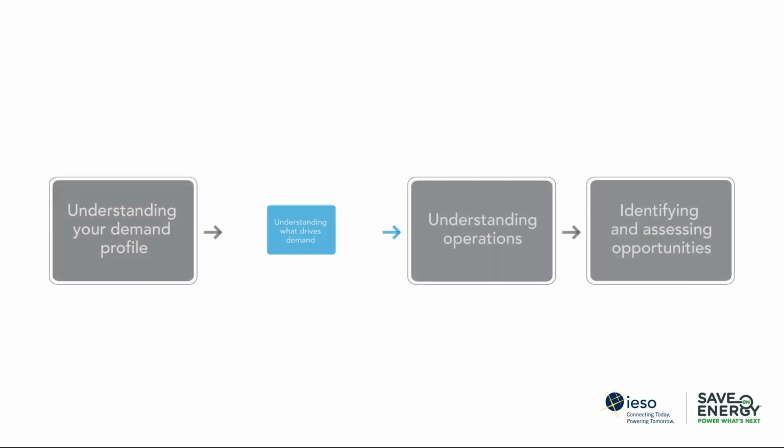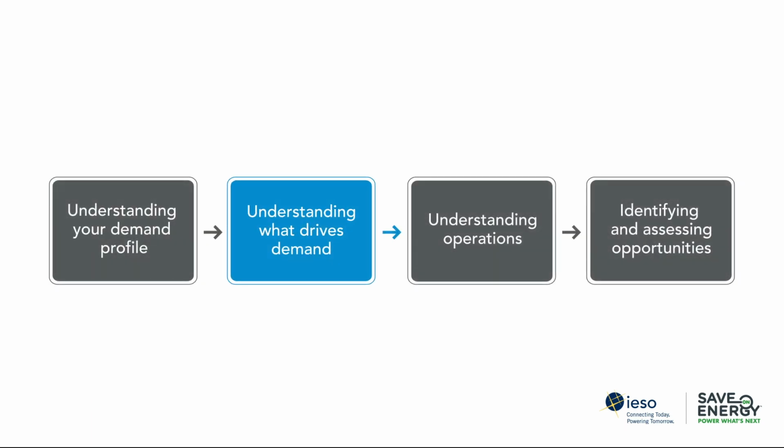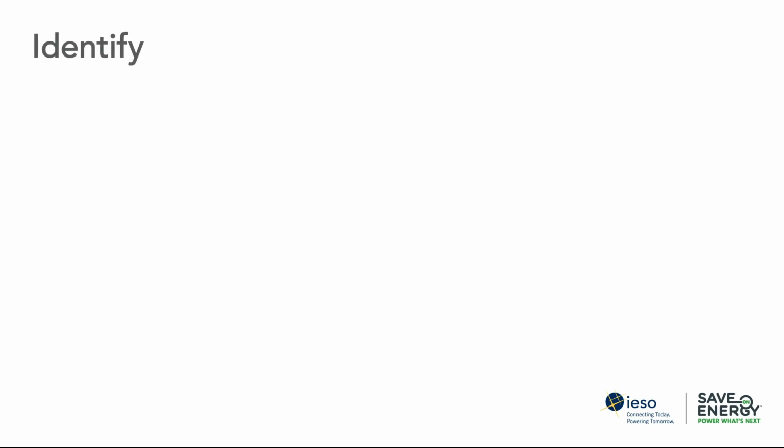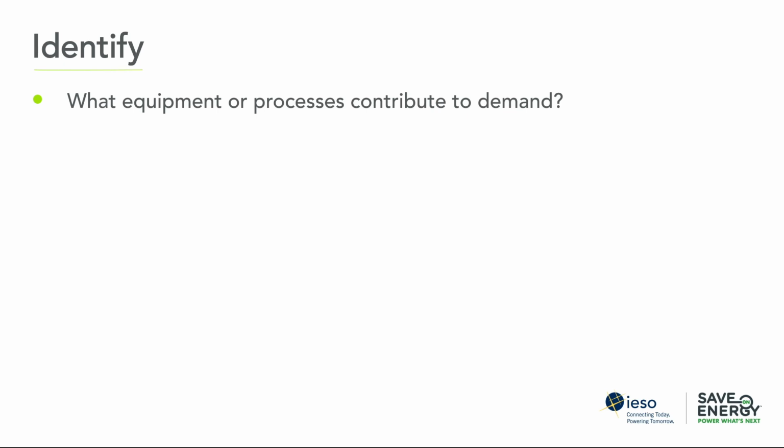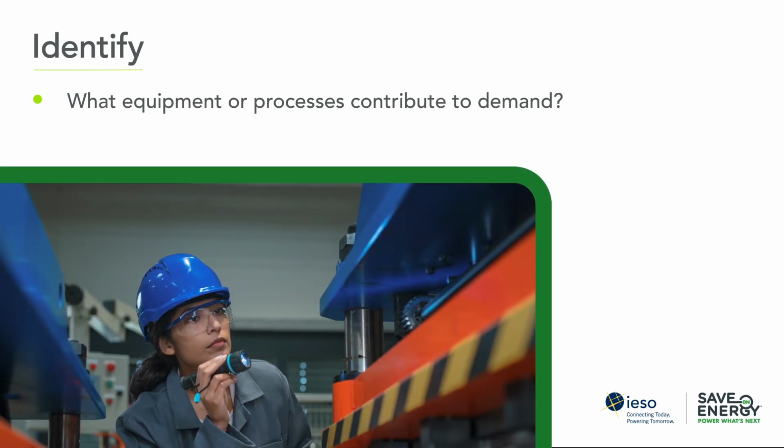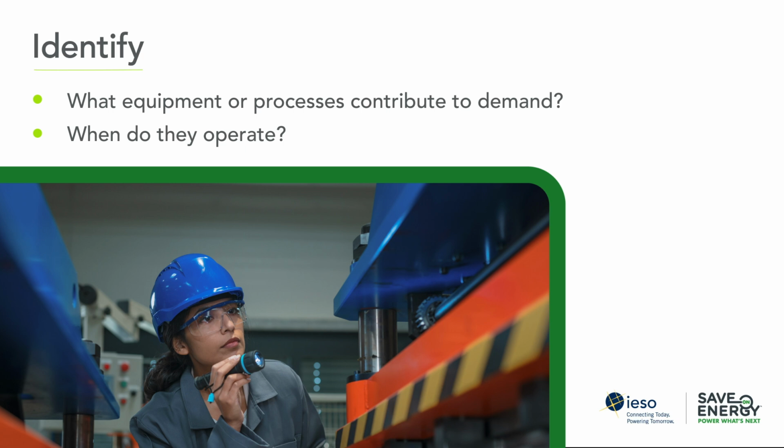The second step in the process is to understand exactly what's driving demand. By understanding how different equipment impacts overall demand, you can identify opportunities to reduce consumption during peak times, optimize equipment usage, and implement the strategies discussed in the second video in this series. This involves developing an inventory of the equipment in your facility, along with its electrical demand, duty cycle, and operating time. This inventory should explain most, if not all, of the demand seen in your demand profile.